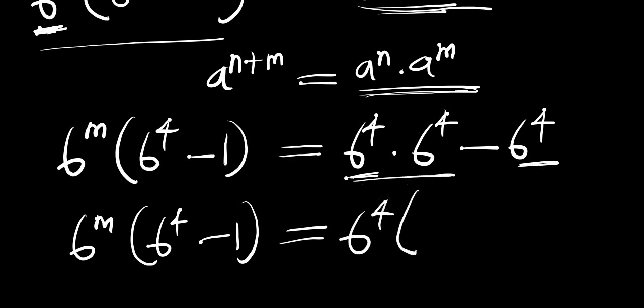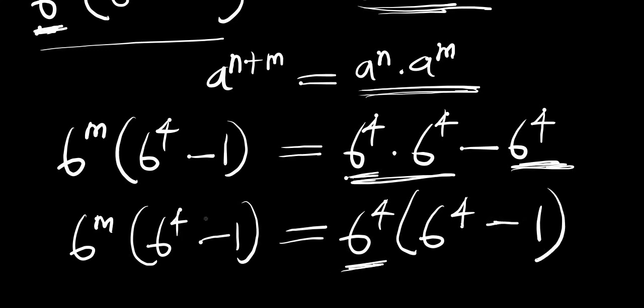Then if we divide this by 6 to the power of 4, we are going to have 6 to the power of 4. Then we divide 6 to the power of 4 by 6 to the power of 4. We are going to have 1. Remember, there is a negative sign here. So at this point, we have 6 to the power of 4 minus 1, and we have 6 to the power of 4 minus 1. So they can cancel out.